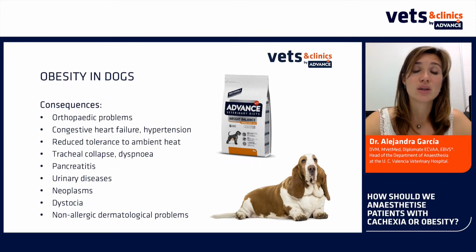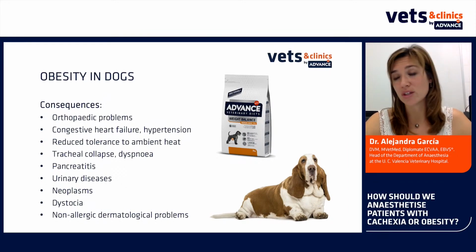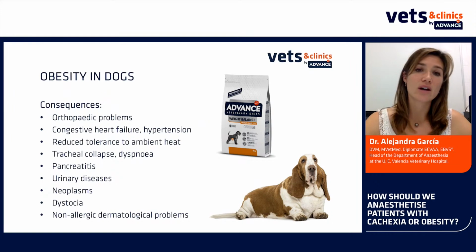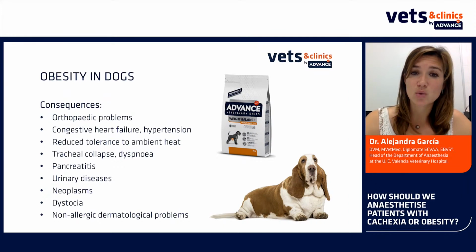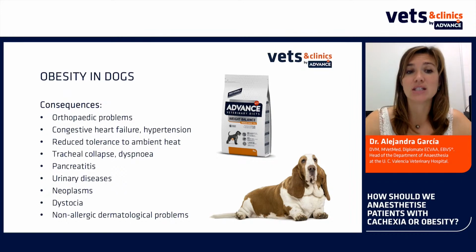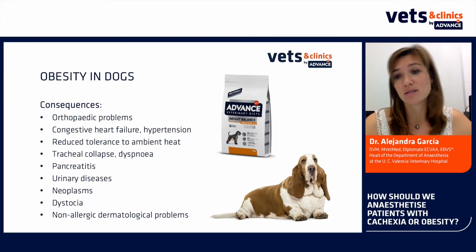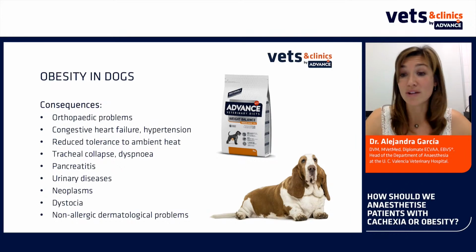In dogs, we have some consequences of this obesity. If we have obese patients, they are more prone to have orthopedic problems, congestive heart failure, hypertension, reduced tolerance to ambient heat, tracheal collapse, dyspnea, pancreatitis, urinary diseases, neoplasia, dystocia, and non-allergic dermatological problems. These are all the secondary diseases to obesity in dogs.